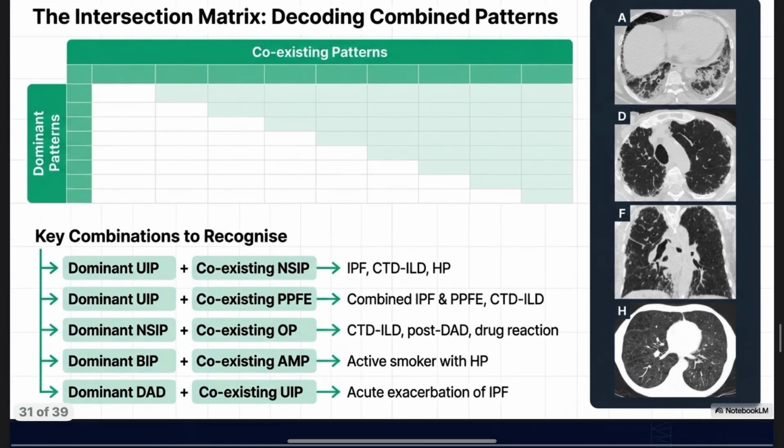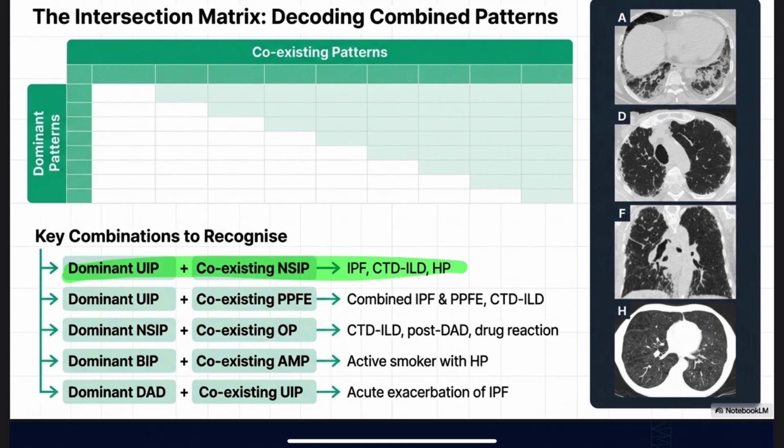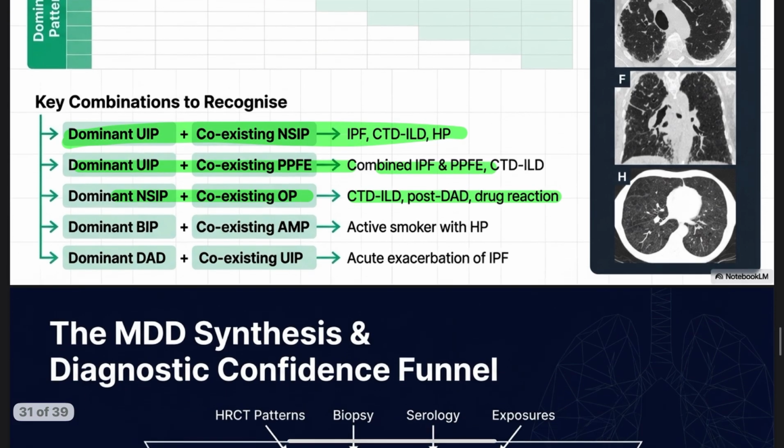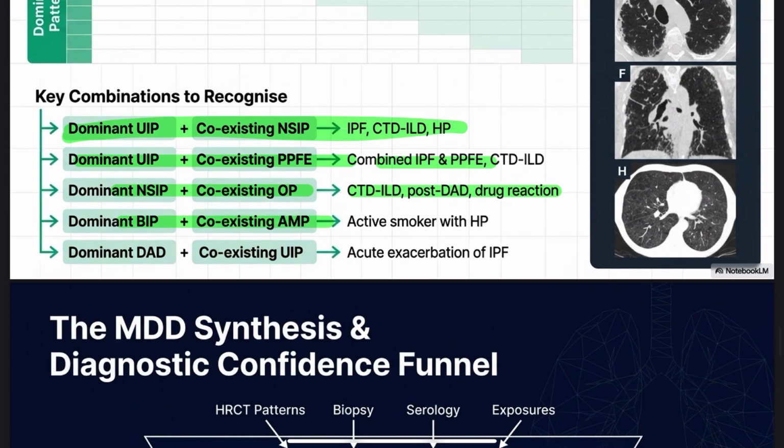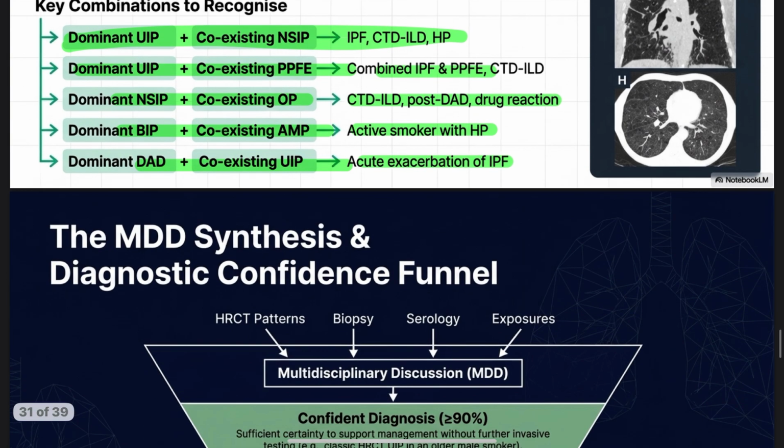So again, there is no need to be a single pattern. There can be UIP with NSIP. Always rule out CTD-ILD, HP with IPF. UIP with PPFE can be related to IPF and CTD-ILD. NSIP with OP, CTD-ILD, post-DAD drug reactions. And RB-ILD with AMP, again an active smoker with HP, DAD with UIP, acute exacerbation of IPF.